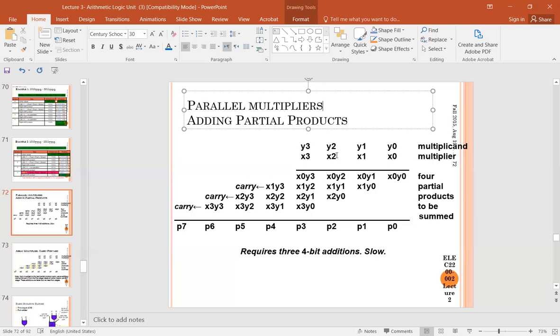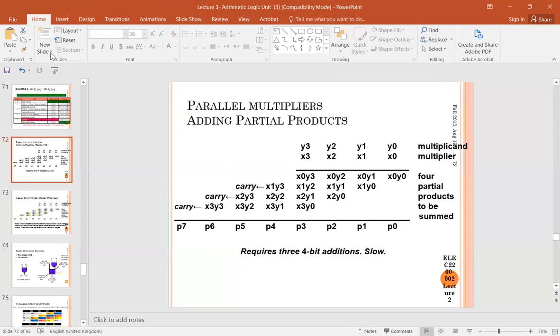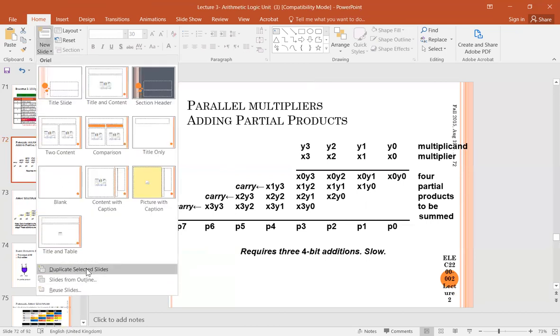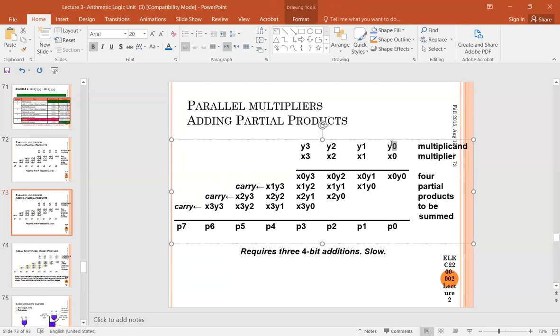Note that the multiplication of 1 bit at a time is equivalent to an AND gate, which I think I have here. Yeah, 2 inputs and a full adder. So any xk with any yi, I just feed them here. That's my result of x ANDed with y, or multiplied with y. It's 1 bit. So if I take this example, let me write instead of y, this is 1, this is 0, and this is 1, this is 1.